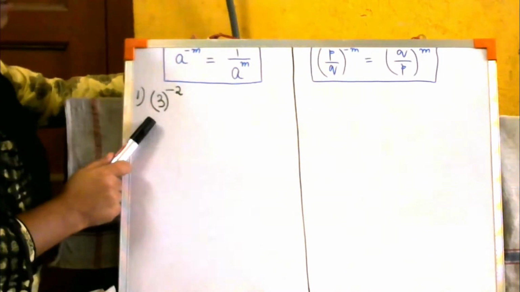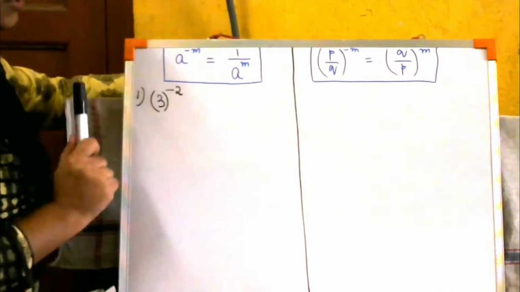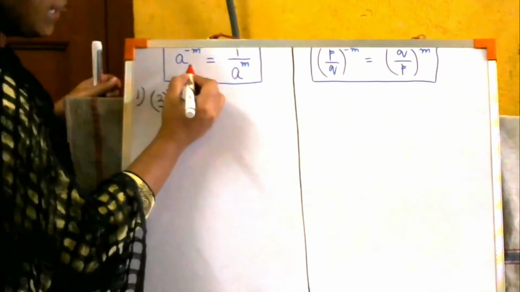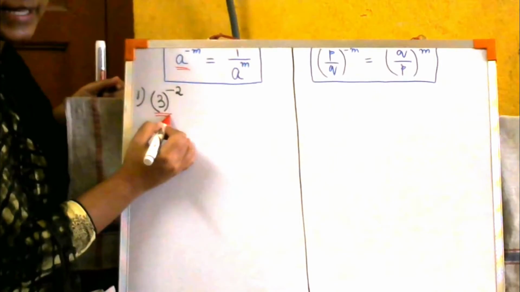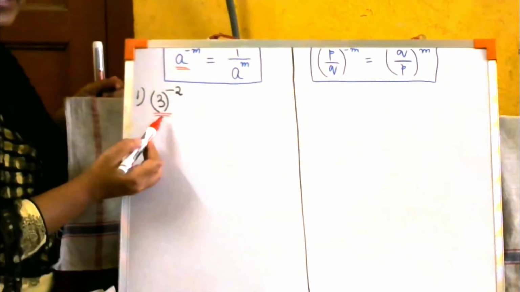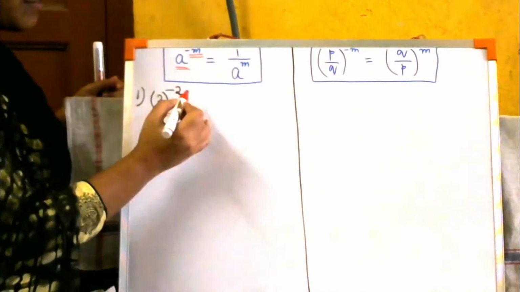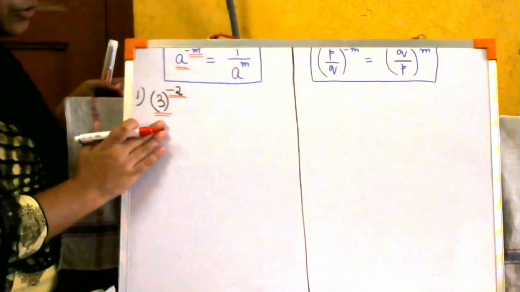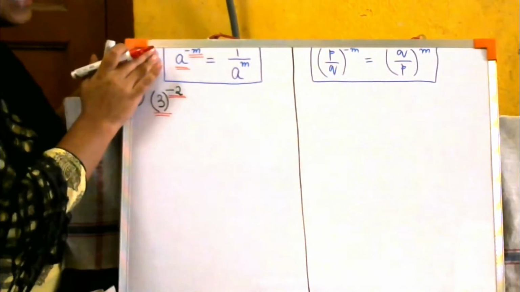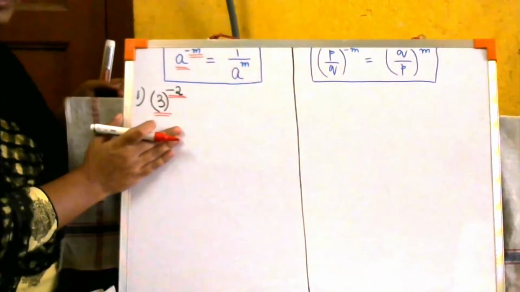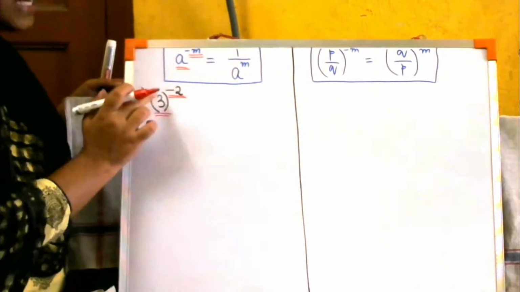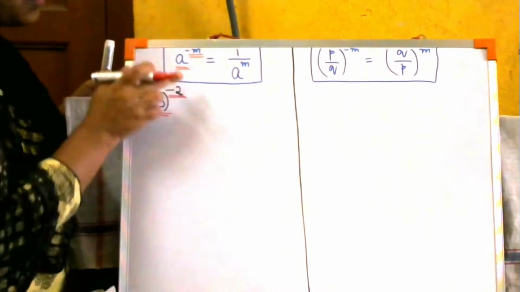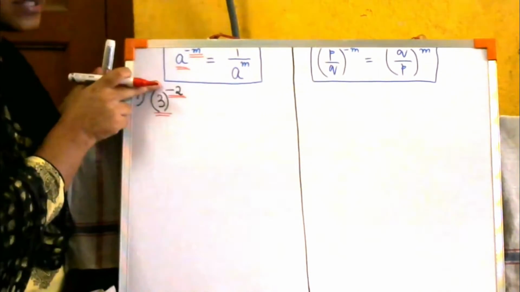Now the first sum, as we see over here, 3 to the power minus 2. So how are we going to do it? Can you see over here? I guess you people can see it clearly. Over here 3 is actually the base. A over here is 3. Minus m over here is minus 2. I guess you people are understanding now. Now we are going to apply these laws to numbers. So 3 over here is a, that is the base, and the power is minus 2, which is minus m. Minus m over here is minus 2.